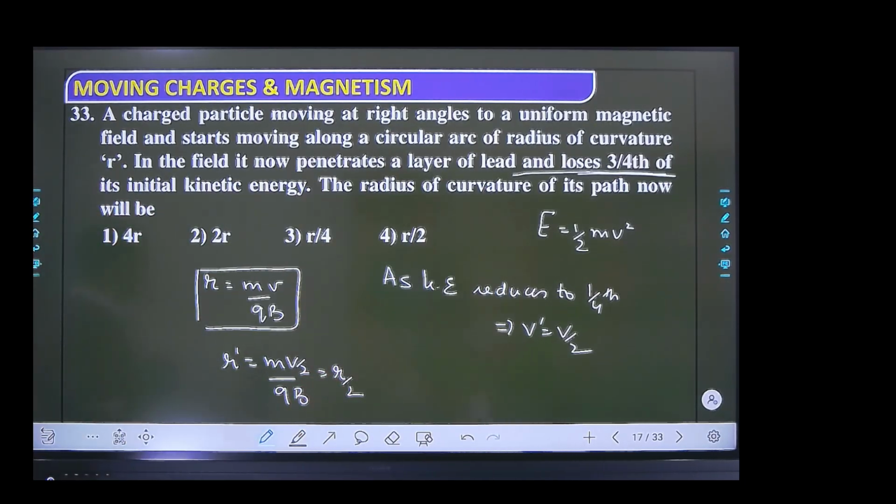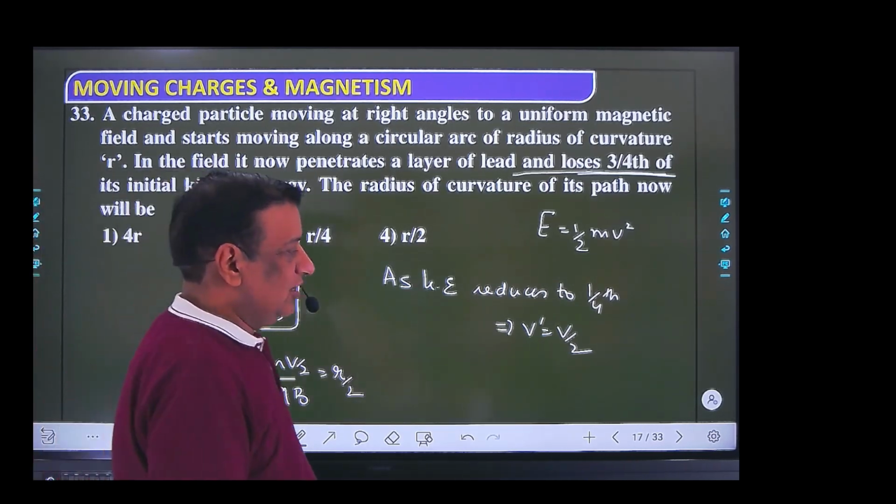Because r is directly proportional to v. So if the radius is half, the speed is half, the radius is also half.